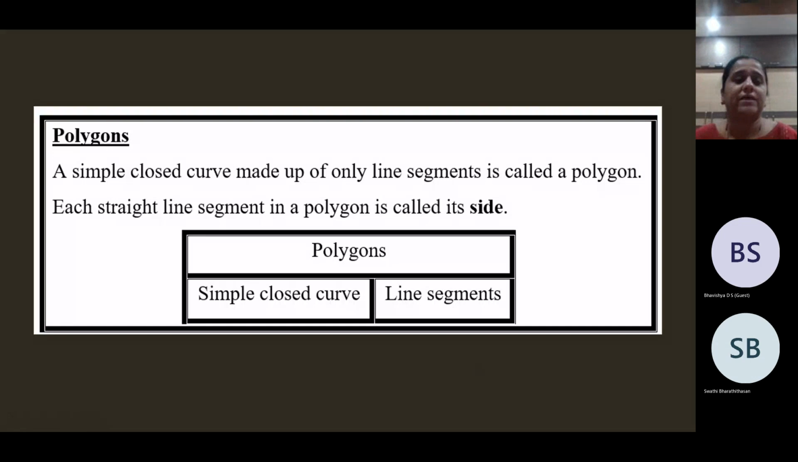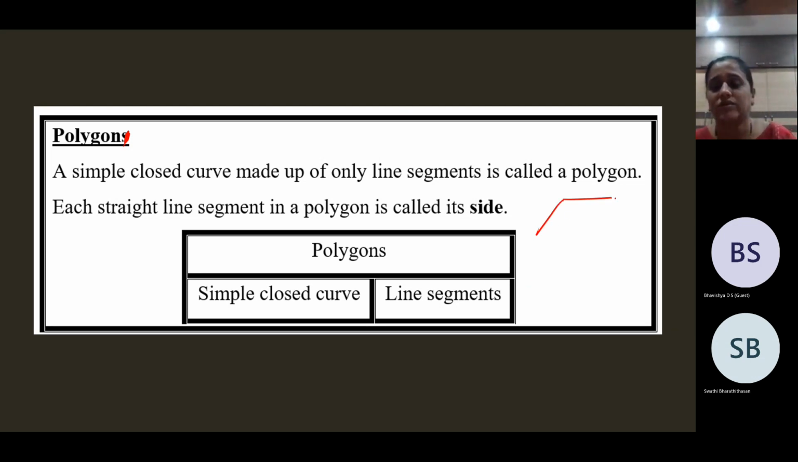So what is a polygon? A simple closed curve made up of only line segments is called a polygon. A polygon is a simple closed curve. So now you know the meaning of the term simple closed curve, line segments. So a simple closed curve made up of only line segments is called a polygon. And each straight line segment in a polygon is called its side.